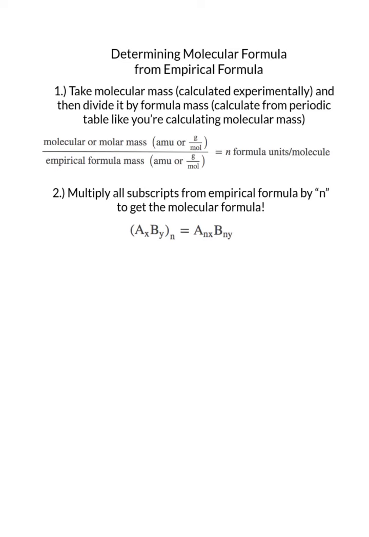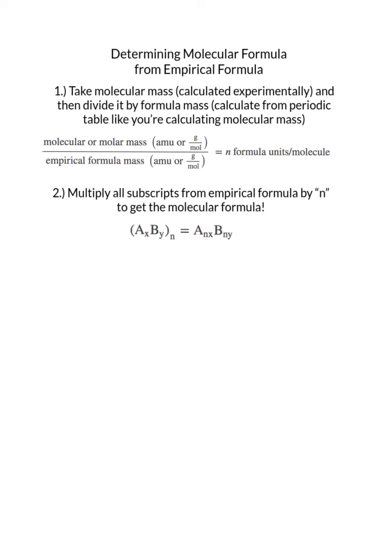Simply put, we divide the molecular mass by the empirical formula mass to get n formula units. All that we have to do is multiply all of the subscripts from the empirical formula, which we've already calculated, by n in order to get the molecular formula.